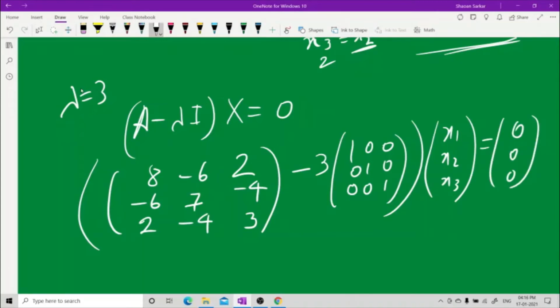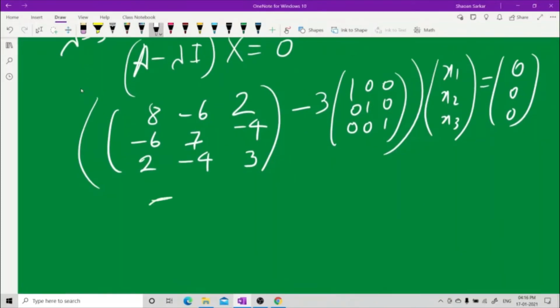Do one thing, always subtract this diagonal part. You have nothing to do with these elements. The remaining elements, you can forget all of them. You only have to consider the diagonal. Now see, I'm rubbing all these lines, all these dashes and everything. In the next step, 8 minus 3 is 5. Keep the remaining same. Minus 6, 7 minus 3 will be 4. Minus 4 will be here. Now here you have 2, minus 4 and 0. This is what you have got.